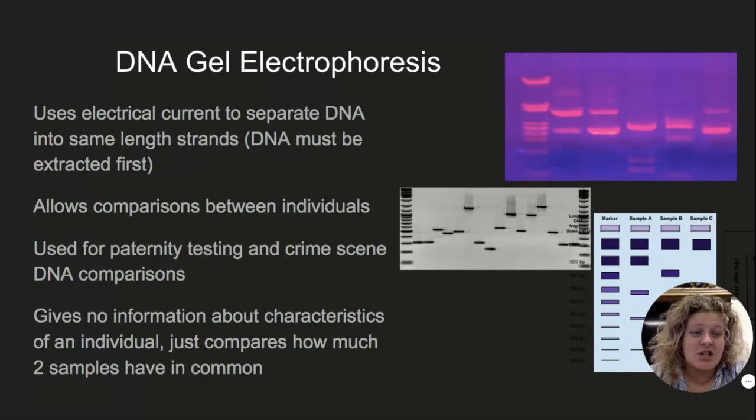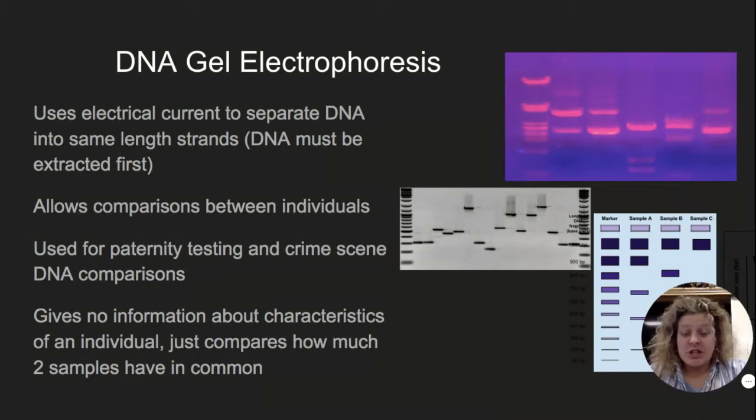This is DNA gel electrophoresis. Once DNA has been extracted, that sample can be cleaned up and put into a special gel mold. It kind of looks like clear Jell-O. And then electrical current can be run through it. This separates the DNA into little strands of different lengths, and it allows you to make comparisons between individuals. So you can see how much DNA two individuals share. This is what is commonly used for paternity testing and for crime scene DNA comparisons.